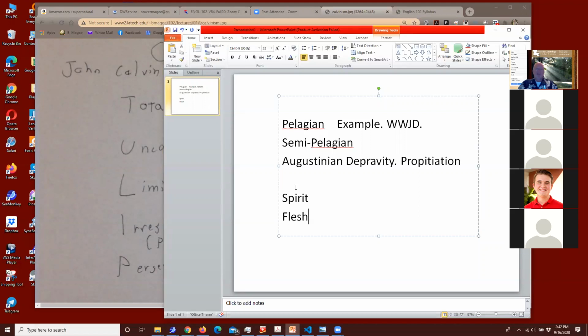A lot of Christians held to the theology that the body or the flesh is weak, but the spirit is willing. Jesus said that, right? And so the spirit is good. It's the flesh that leads us astray. And spirit is associated with mind and reason.